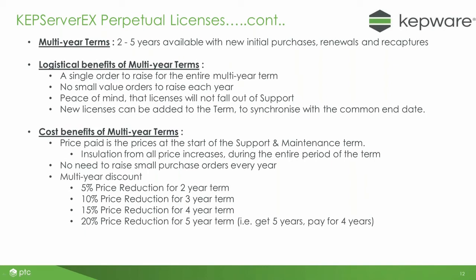As I mentioned before, there's no need to raise small purchase orders every year, so that takes away that administrative cost. And we also offer an incentive of multiple year discounts. And the most common one is the 5-year one. You get 20% discount for a 5-year term. So effectively you pay for 4 years of support, but you get 5 years.